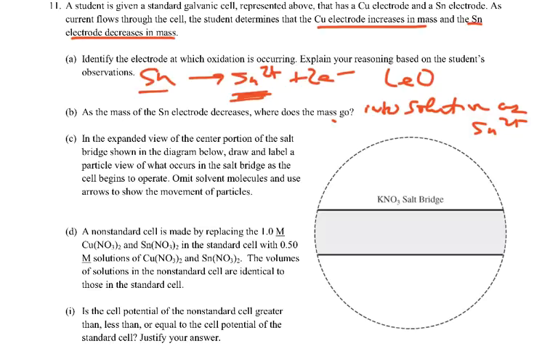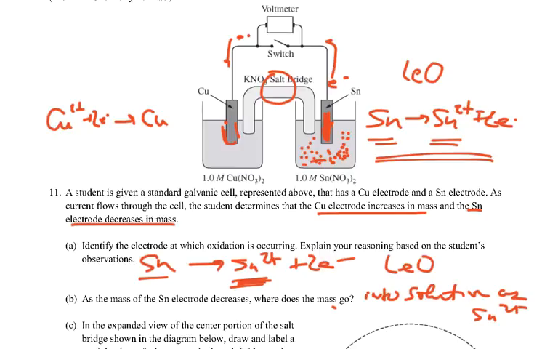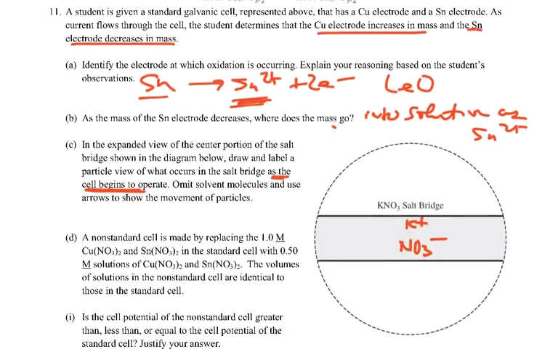So what do we have? Initially, and notice it says as it begins to operate, all we have in here are K+ ions and NO3- ions. What's going to happen to those is that we decided this is oxidation, so this is the anode, and this is reduction, so this is the cathode. One thing we learned is that the anions go toward the anode and the cations go to the cathode. So the negatives are going to go to the right, and the positives are going to go to the left.